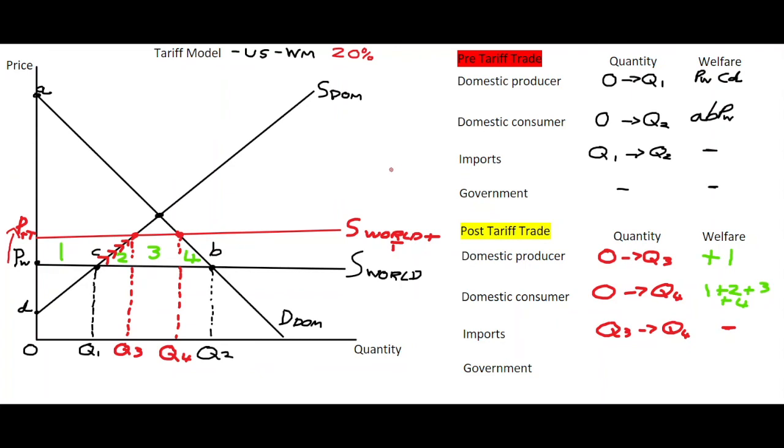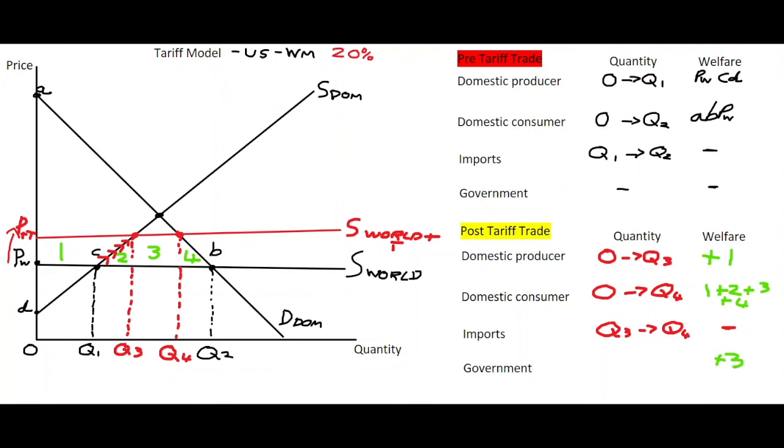And finally, we now have a government involved. And what is happening here is the government is now taking a tax and taking revenue off all imports that are coming into the US economy. So between Q3 and Q4 is imports. The US government is taking taxes of 20% off of that. So their welfare has increased from absolutely nothing up to area 3, represented by the square over here. So area 3 is now the government welfare.